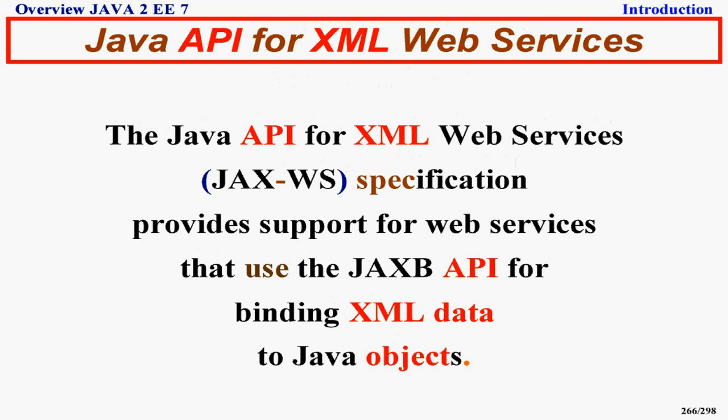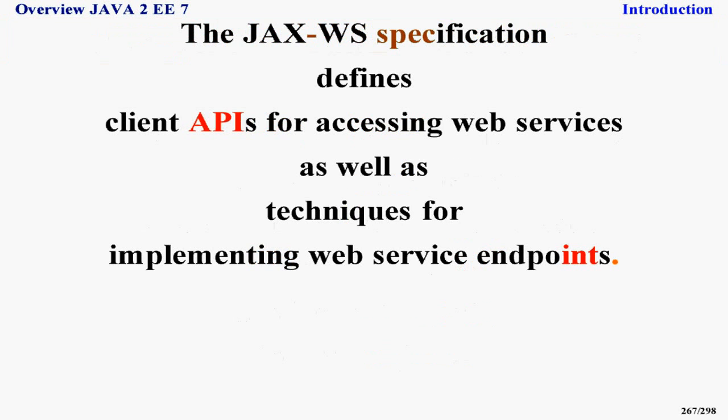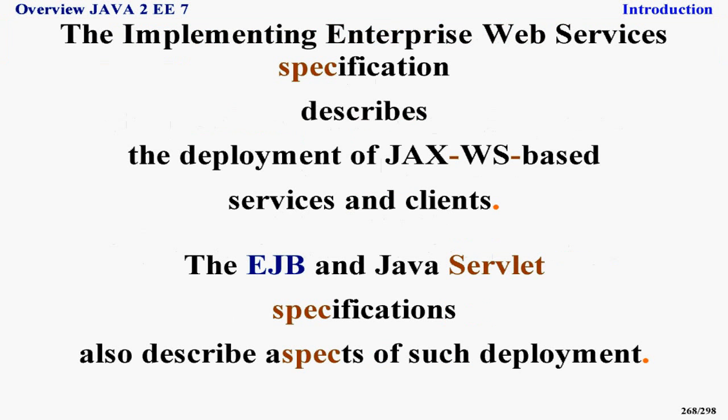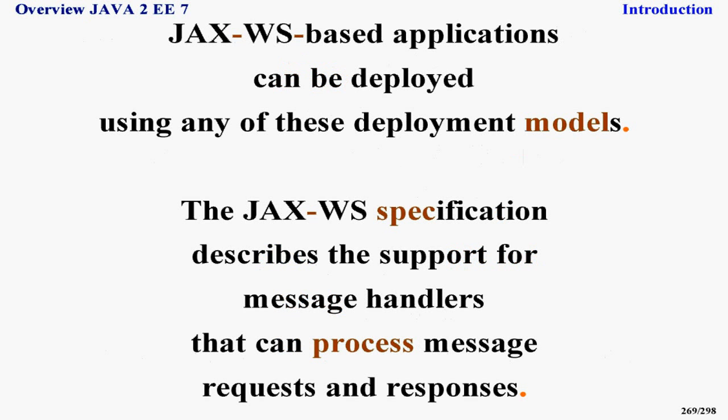Java API for XML Web Services. The Java API for XML Web Services, JAX-WS, specification provides support for web services that use the JAXB API for binding XML data to Java objects. The JAX-WS specification defines client APIs for accessing web services as well as techniques for implementing web service endpoints. The Implementing Enterprise Web Services specification describes the deployment of JAX-WS-based services and clients. The EJB and Java servlet specifications also describe aspects of such deployment. JAX-WS-based applications can be deployed using any of these deployment models.